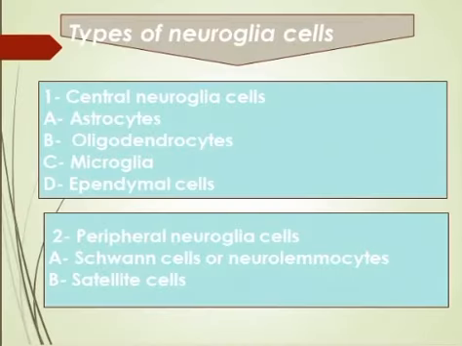What types of neuroglial cells are there? Neuroglial cells can be classified into two types: central neuroglial cells, in the CNS or central nervous system, and peripheral neuroglial cells. In central neuroglial cells, we can find astrocytes, oligodendrocytes, microglia, and ependymal cells. In peripheral neuroglial cells, we can find two cells: Schwann cells and satellite cells.